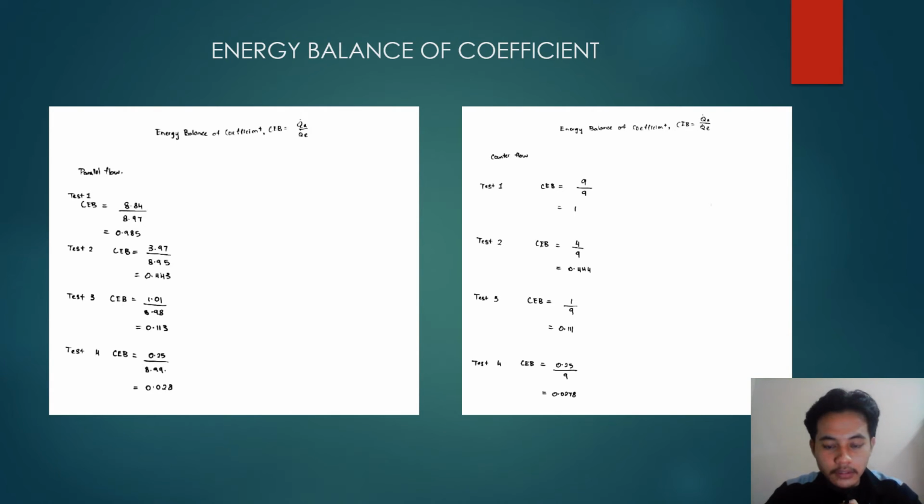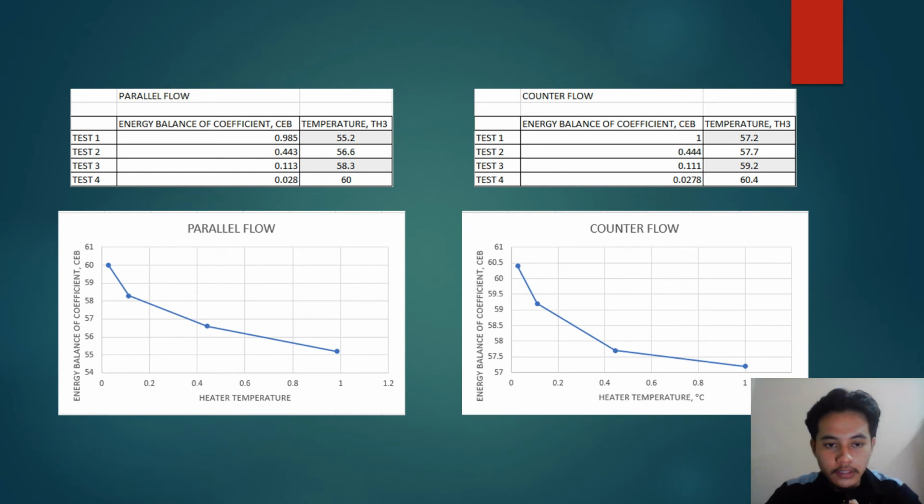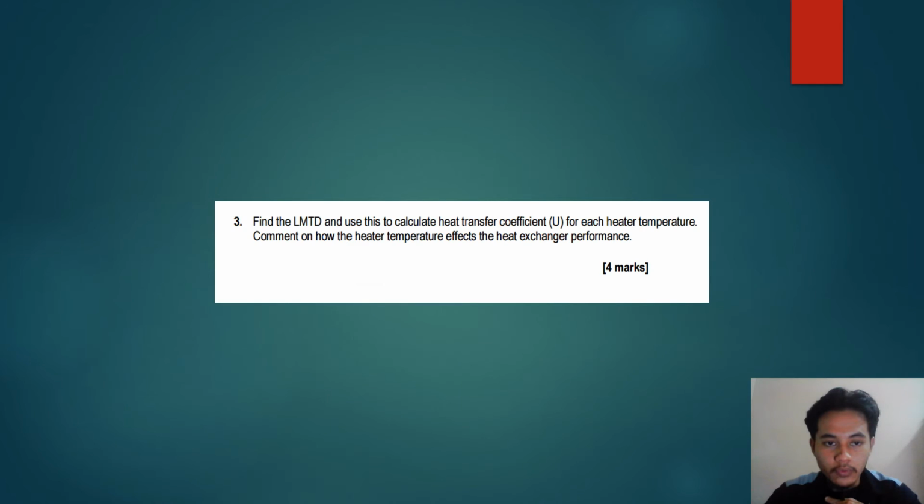This calculation is needed for the chart given. So the energy balance coefficient will be put on the vertical axis, and the heater temperature will be put on the horizontal axis. So this is the trend for the parallel flow and counter flow.